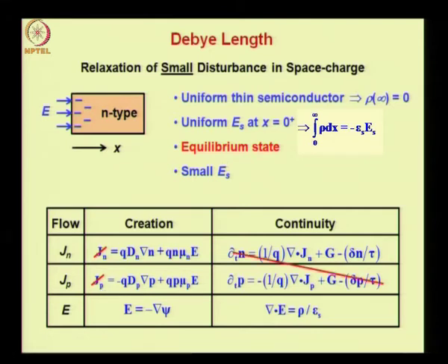Another very important consequence of the equilibrium state is we do not have to solve the continuity equations, because you can see that each of the terms of this equation is 0. ∂n/∂t is 0 because equilibrium means steady state, carrier concentrations do not change with time. The current density is 0, there is no excess generation, there is no excess recombination.